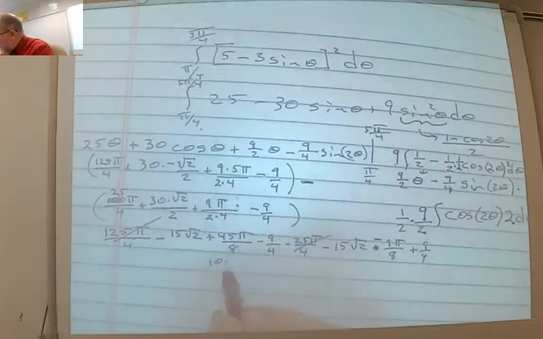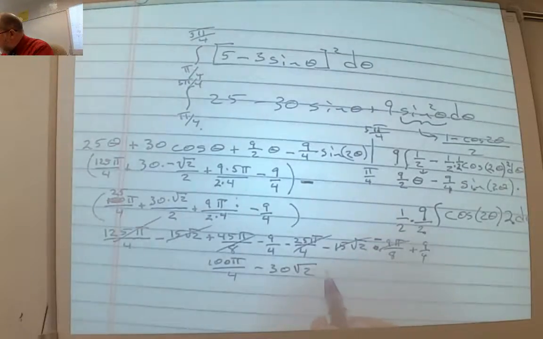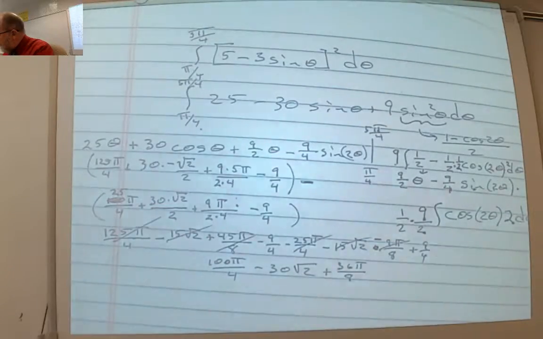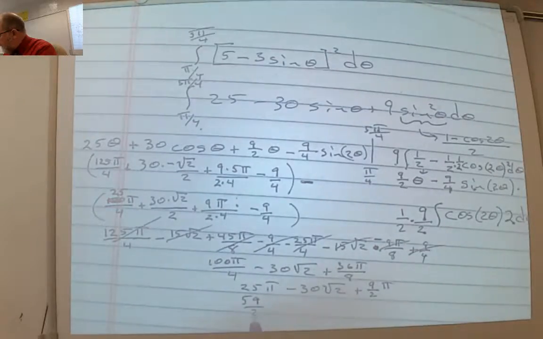This gives me 100 pi over 4. That gives me negative 30 square root of 2. This gives me plus 36 pi over 8. This is 25 pi minus 30 square root of 2. This is, I think, 9/2 pi. And I think I get 59/2 pi minus 30 square root of 2. I believe that's correct.